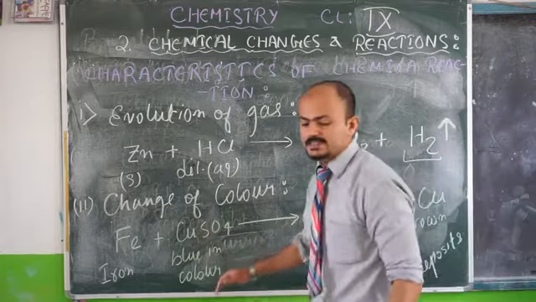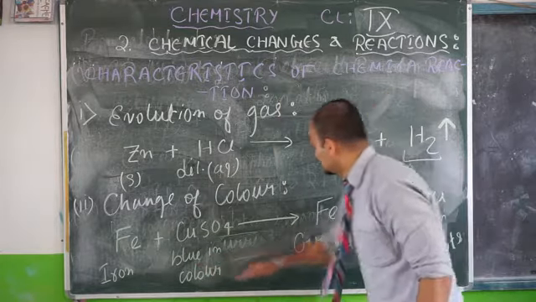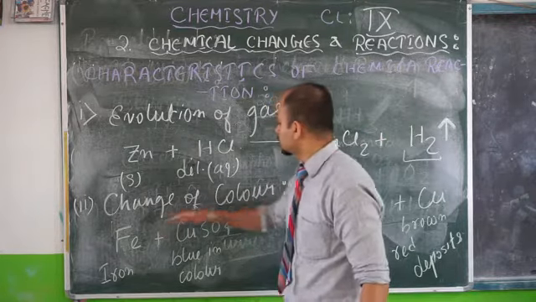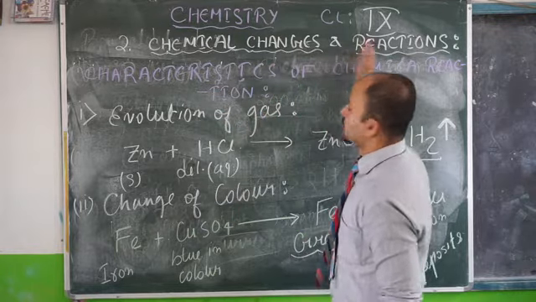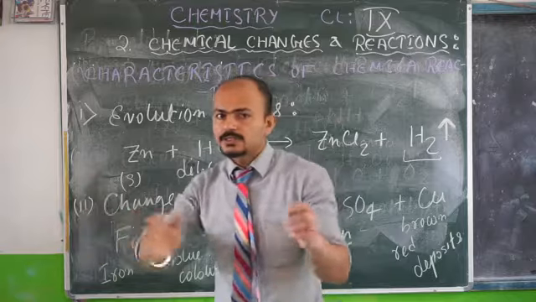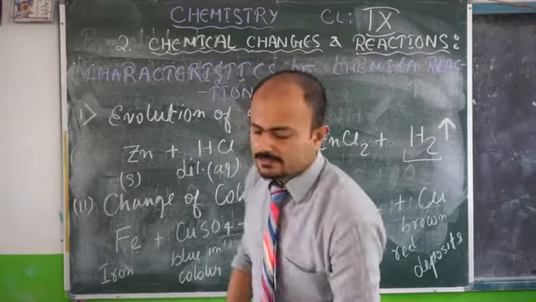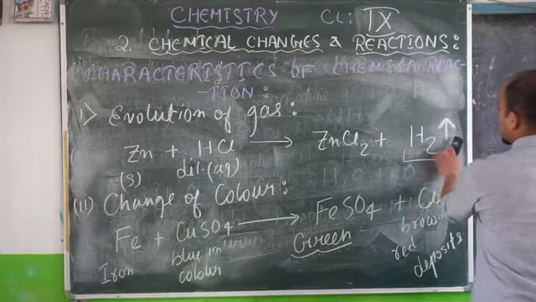This change in color from blue to green is also one of the characteristics of a chemical reaction. Okay? Whenever you see a change in color, you can say that a chemical reaction has taken place. Now let's discuss the fourth characteristic.